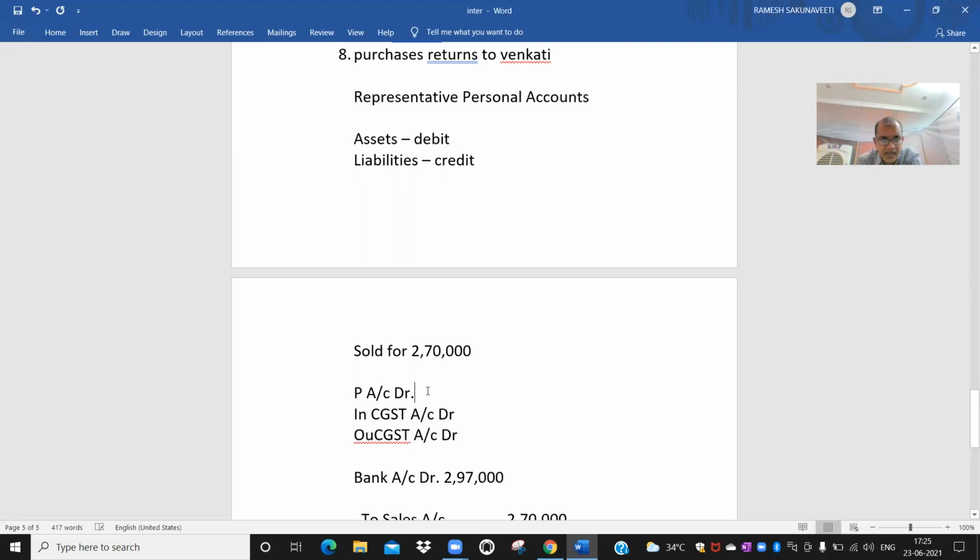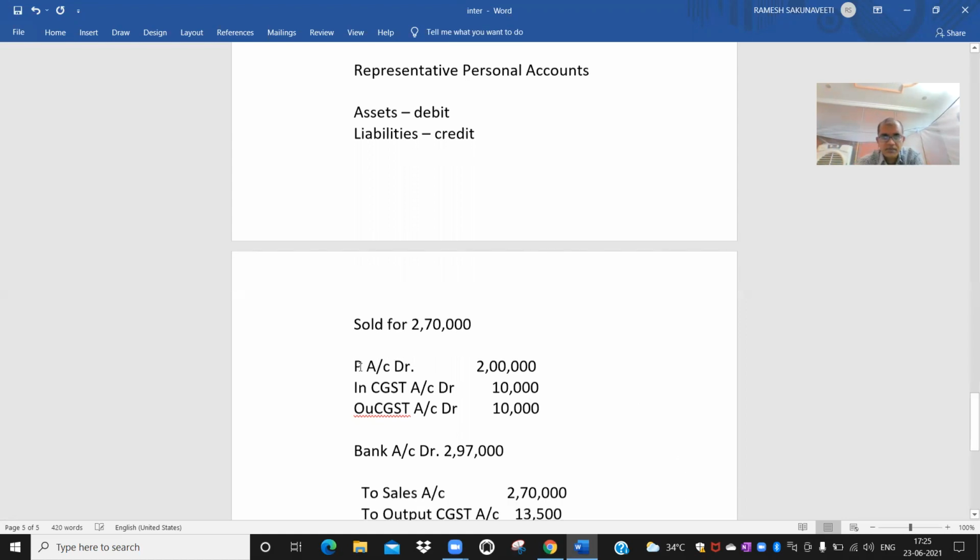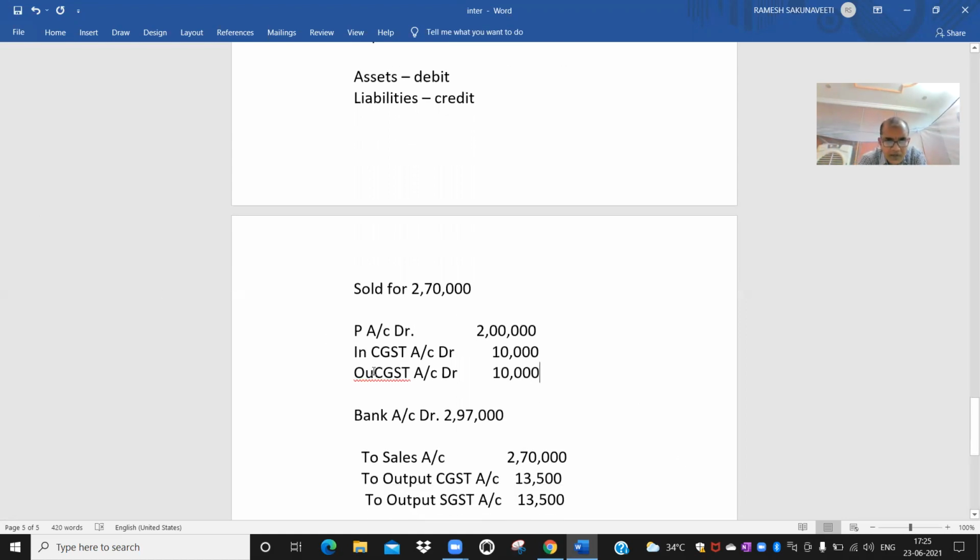Now, what is the value of the purchases in the first transaction? 2 lakhs. On 2 lakhs, 5% means it is 10,000. Here also, output CGST account is 10,000. Oh, sorry, sir, it is input SGST. I had forgotten. Input SGST, right.